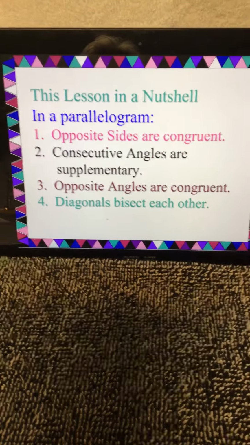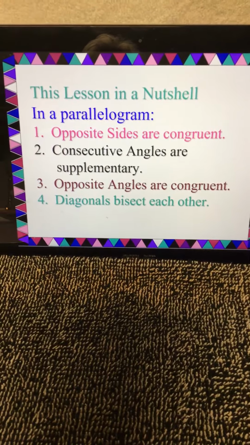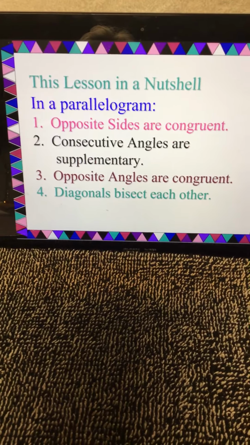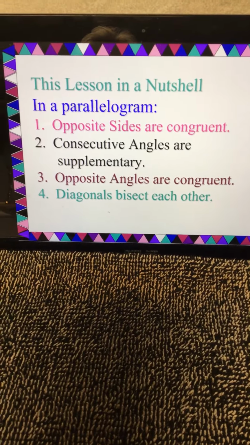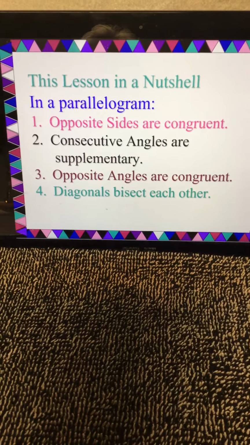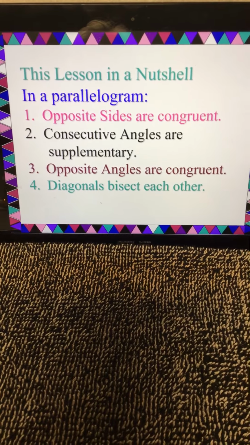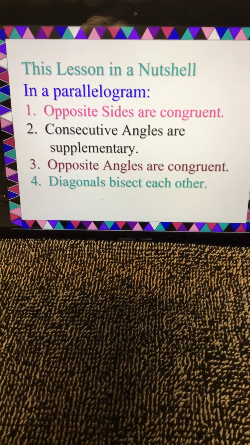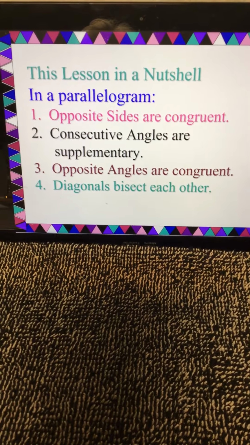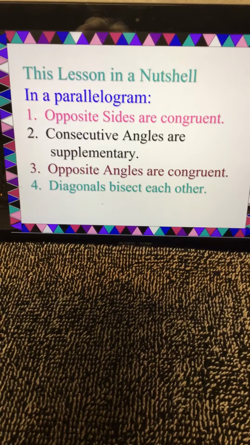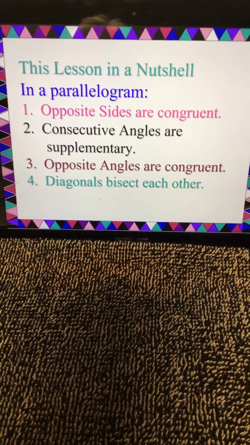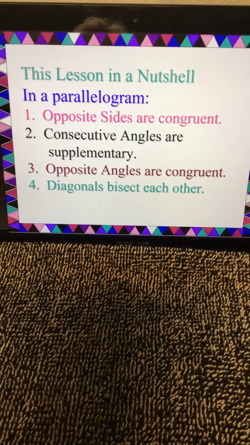So this is today's lesson in a nutshell. We talked about 5 theorems, but 4 of them apply to parallelograms. We have to remember that opposite sides are congruent, consecutive angles are supplementary, opposite angles are congruent, and diagonals bisect each other.